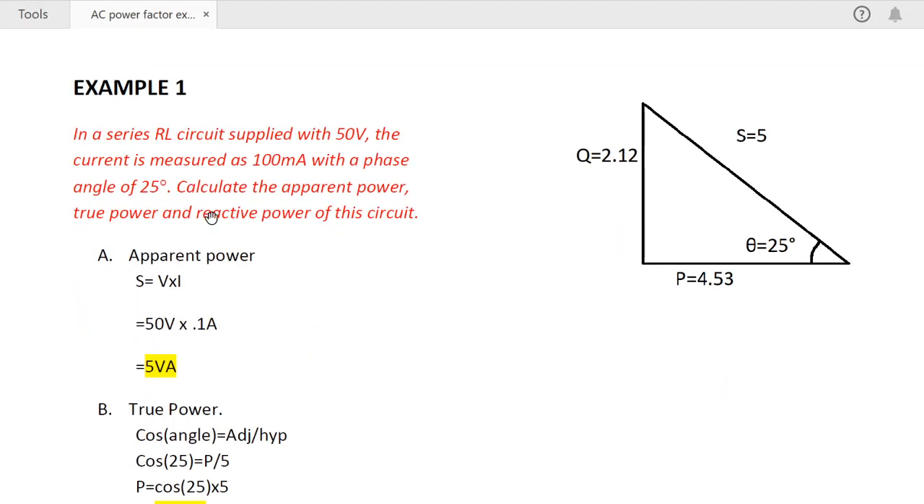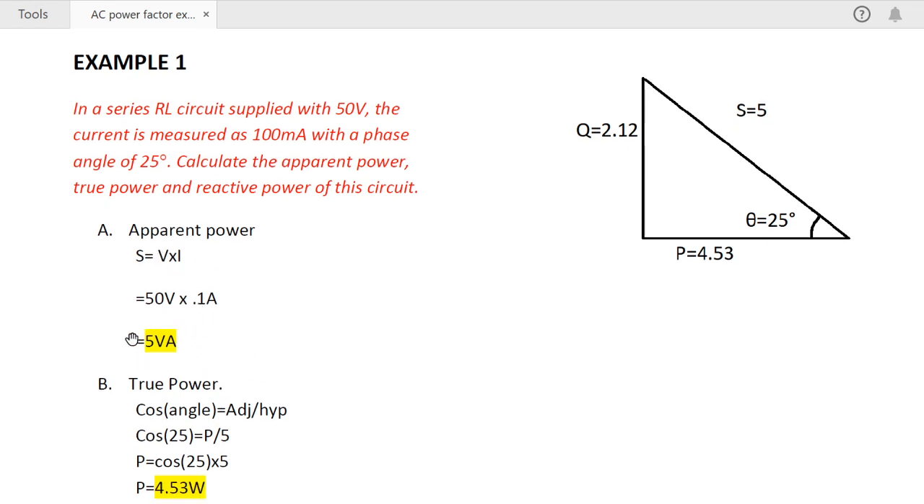In order to work out apparent power, which is our total power, that's our input voltage multiplied by our input current. Remember that power is voltage times current. So S equals V times I. We're going to use the total voltage 50 and our total current measured as 100 milliamps, so 0.1 amps. That equals 5 volt amps, just volts times amps, so 5 volt amps is our power.